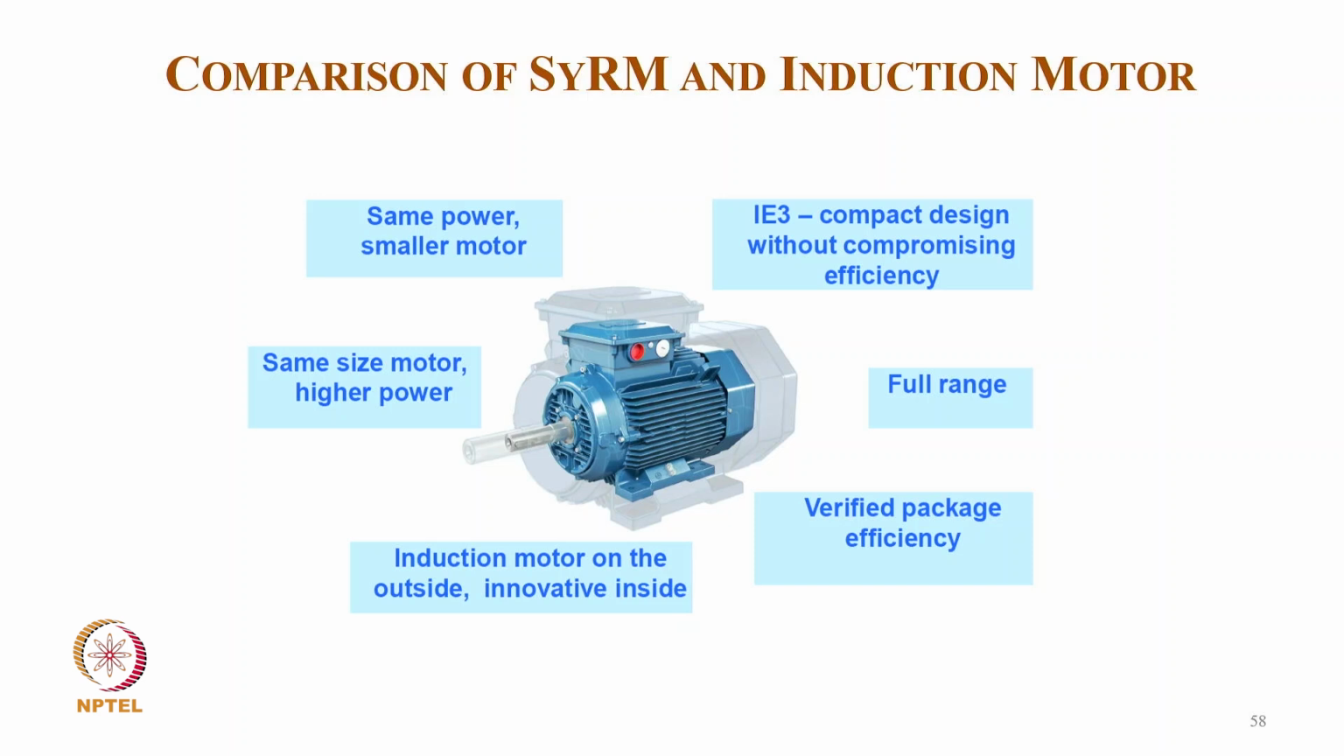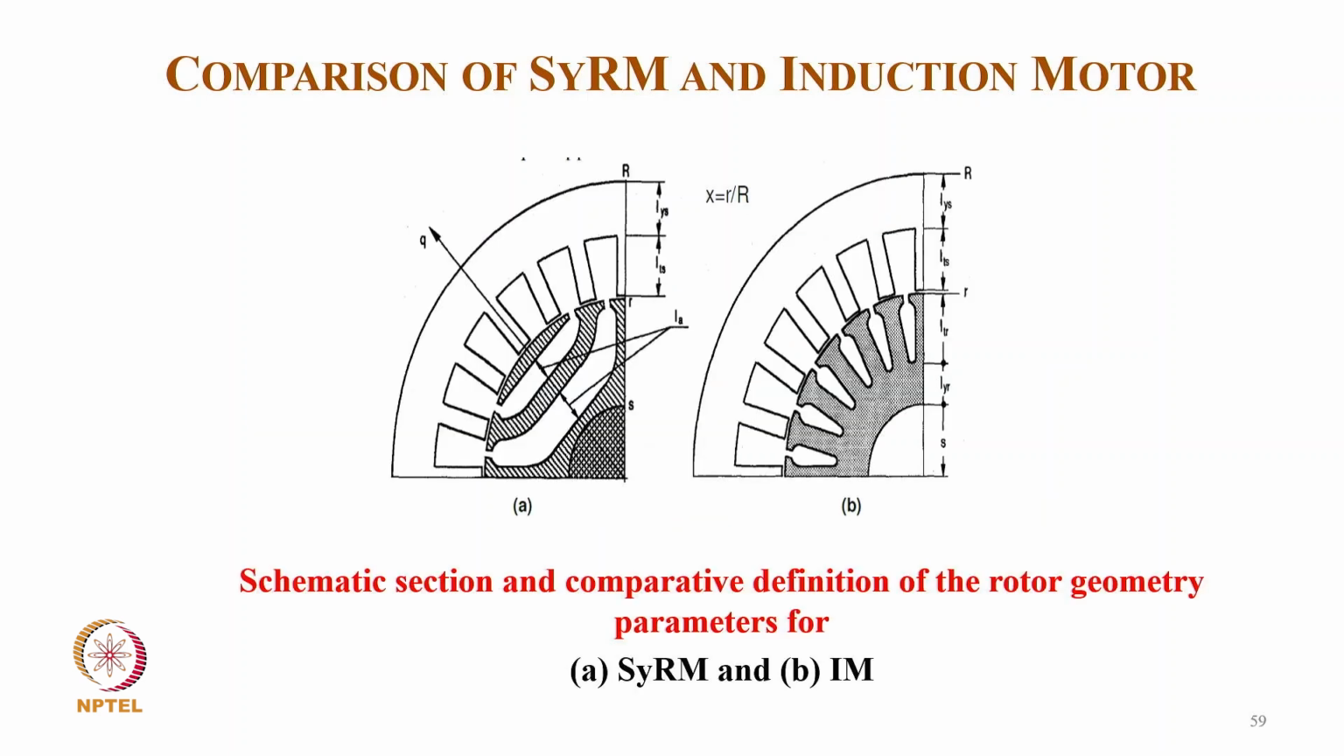Here you can have a typical IE3 compact design without compromising efficiency. It has a full range, verified package efficiency, with the induction motor on the outside and the innovative motor inside: the same size motor with higher power, or the same power with a smaller motor. You can see the schematic and a comparison of the rotor geometry of the synchronous reluctance motor on the left side in A and the induction motor on the right side.